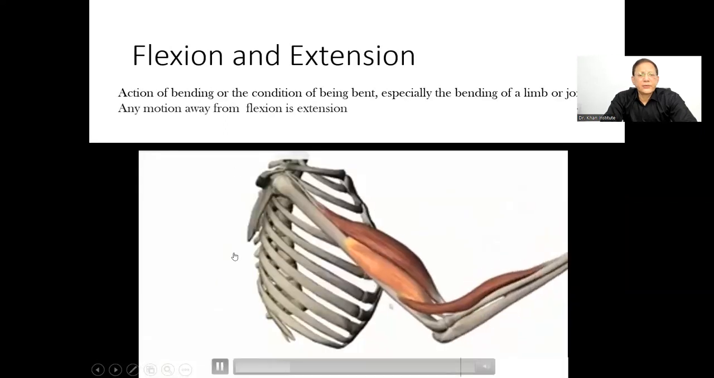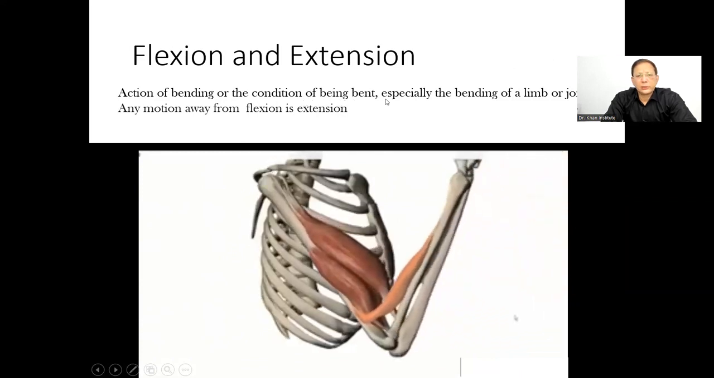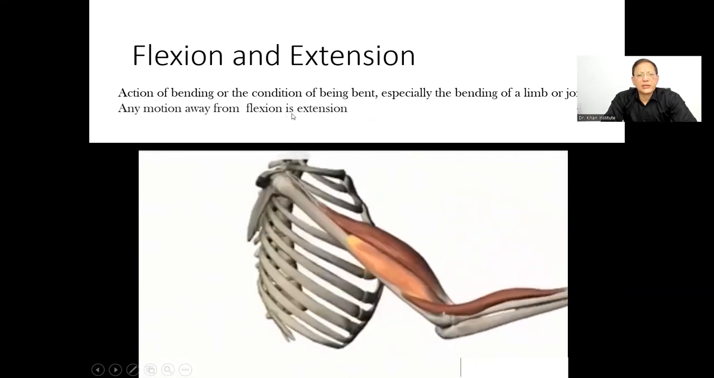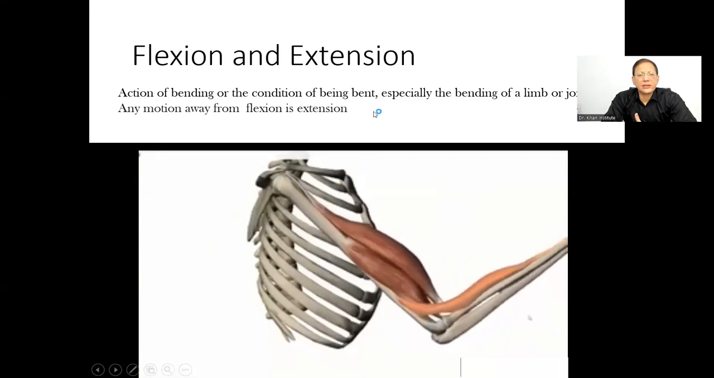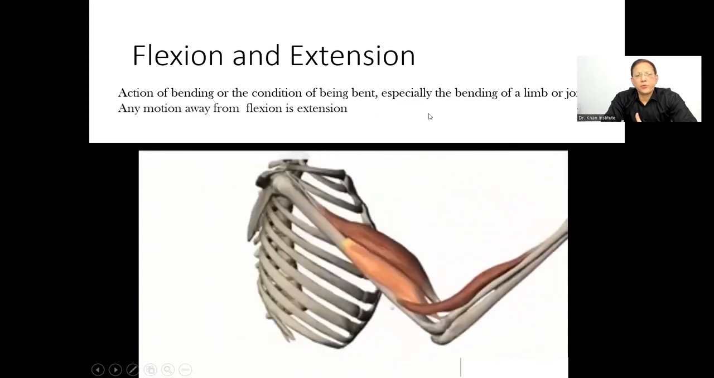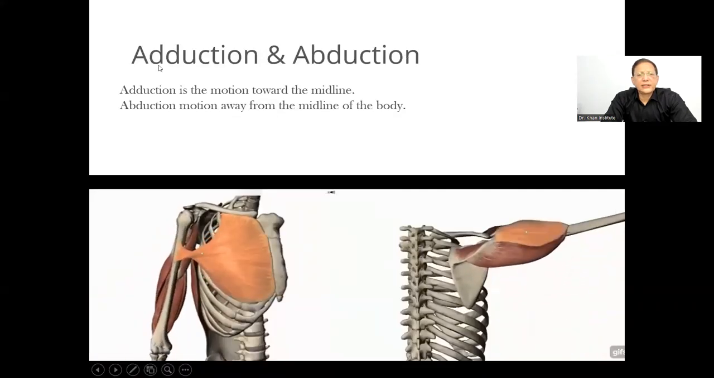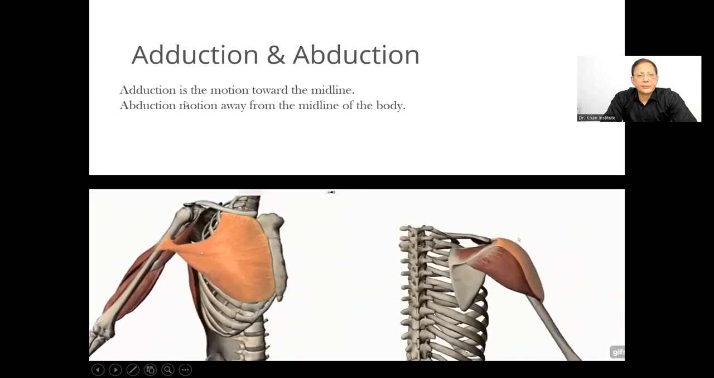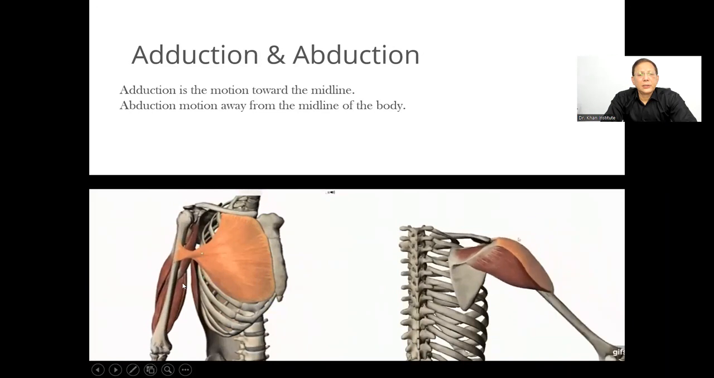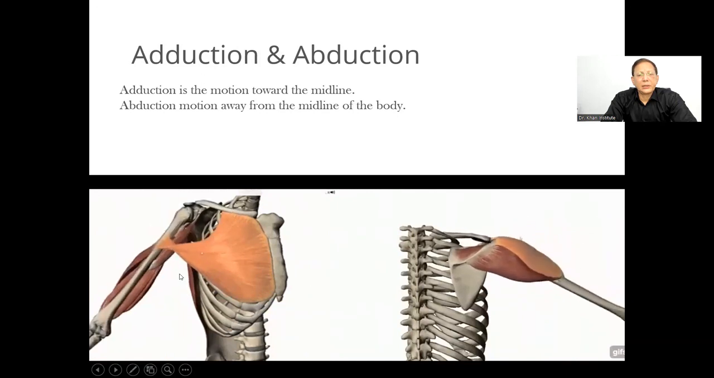Flexion and extension. Flexion means some bending of a limb or a joint. So any motion away from the flexion will be considered as extension. So flexion means bending and extension means movement away from the flexion. Abduction and adduction: abduction means motion away from the midline, and adduction means the motion towards the midline.